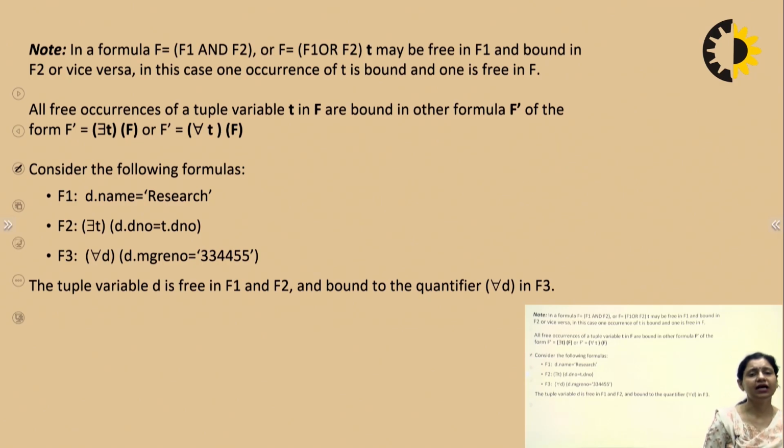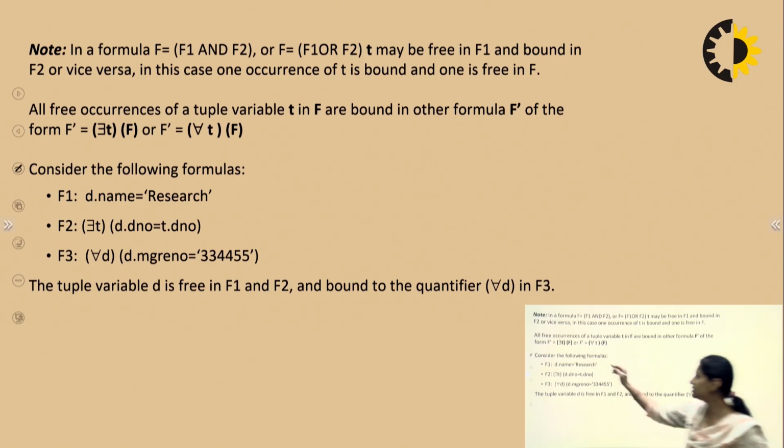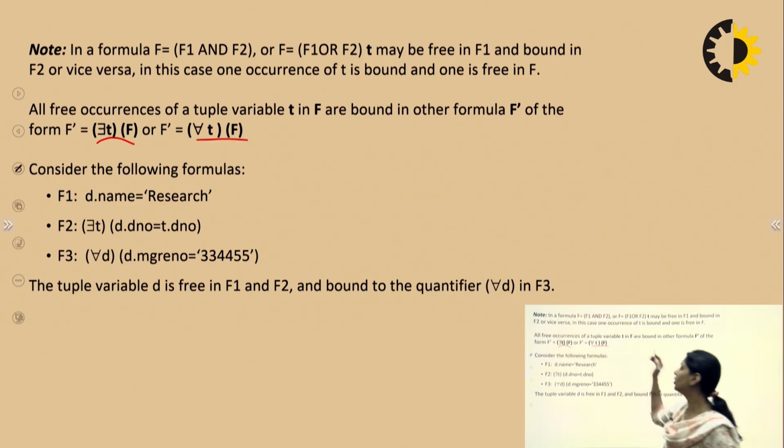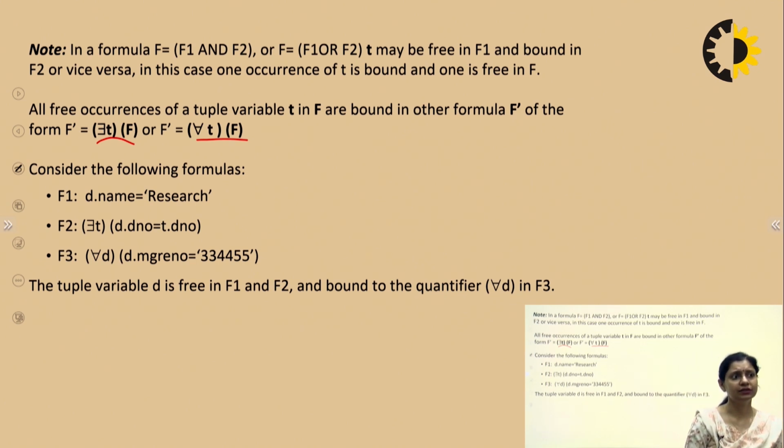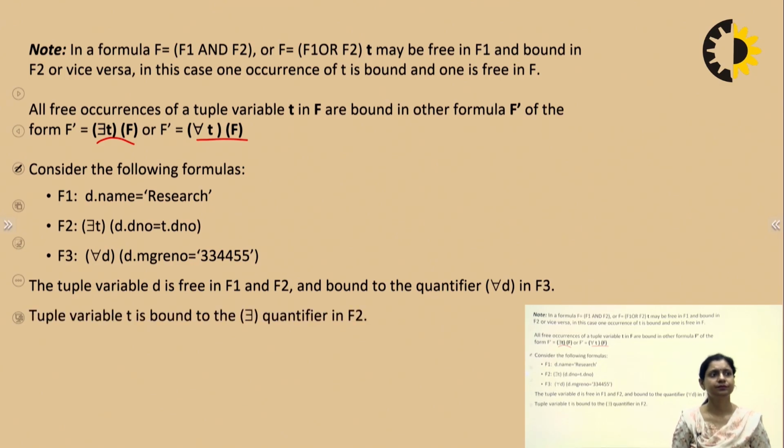In case one occurrence of t is bounded and the other one is free, then also we can apply these rules. All the free occurrences of a tuple variable t are bounded in another formula F dash of the form there exists t with F or for all t with F. So in that case, we have three different kinds of relations. One relation could be a free relation where we do not have any quantifiers. One could be with there exists, and one could be with for all. All those relations with there exists or for all will be the bounded relations.